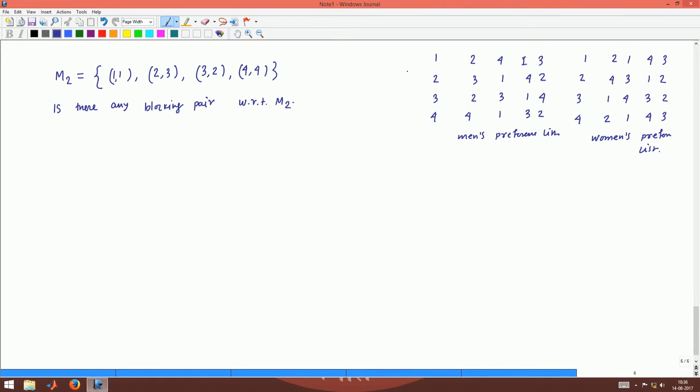So, when I ask whether there is any blocking pair with respect to M2, you need to understand that if there is a blocking pair, it will involve man 1, because man 1 is unhappy: he is matched with his third preference, 1. So, you need to check two things. The first thing is: is (1, 2) a blocking pair?